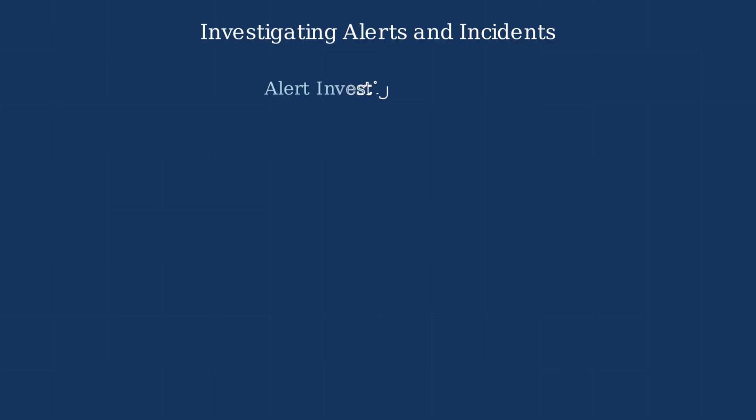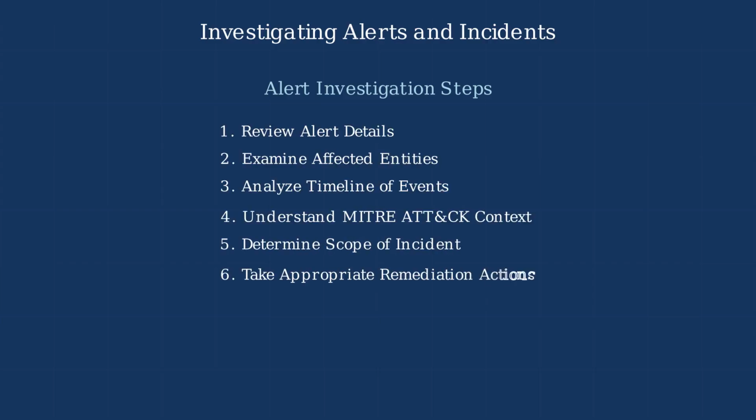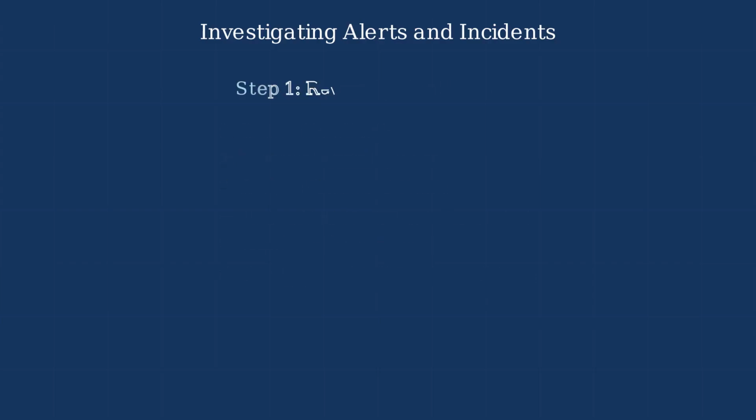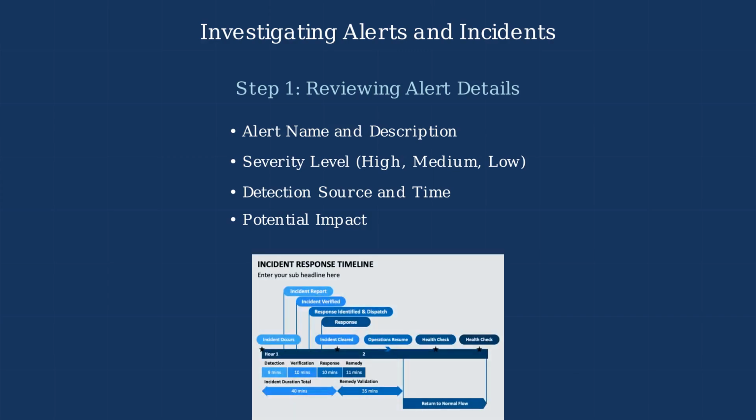When investigating alerts, follow these 6 key steps to ensure a thorough investigation. The first step is to review the alert details. Pay attention to the alert name, severity level, detection time, and potential impact. Each alert includes a timeline showing when suspicious activities occurred, helping you understand the progression of the potential attack.